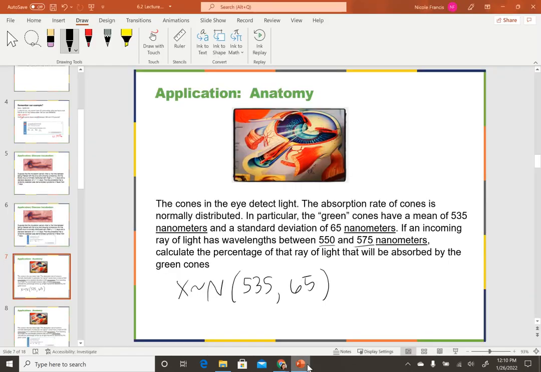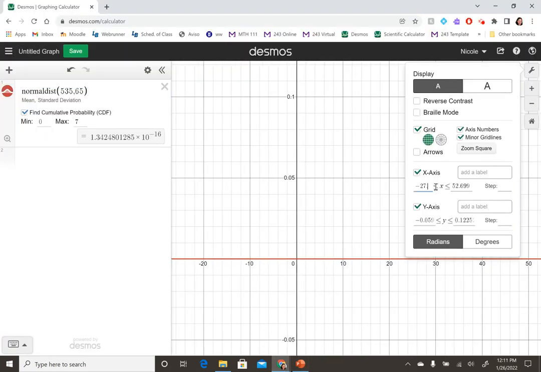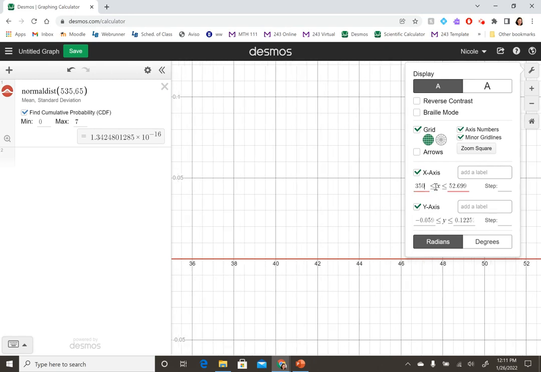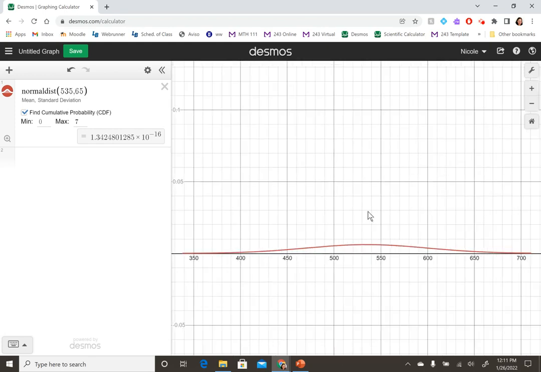And again, I don't see anything on my screen. 535, 65, because I need to adjust the window. So I'm not going to mess too much with the Y to start out with. I'm just going to go to the X, and I'm going to go from like 350 to like 700 and see how that goes. You know, a few standard deviations around each, and that doesn't look too bad.